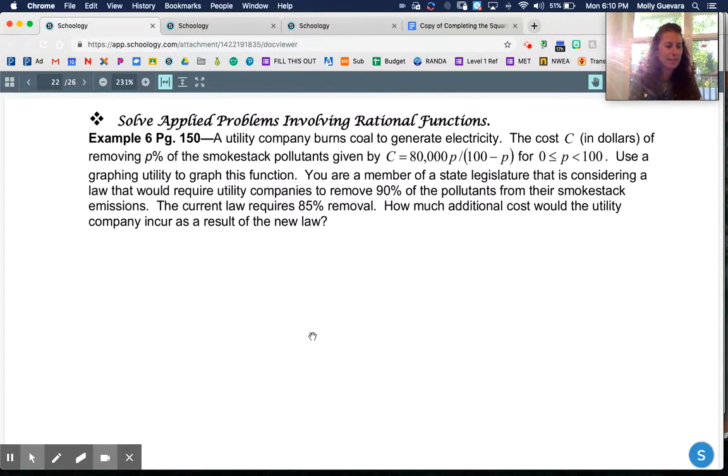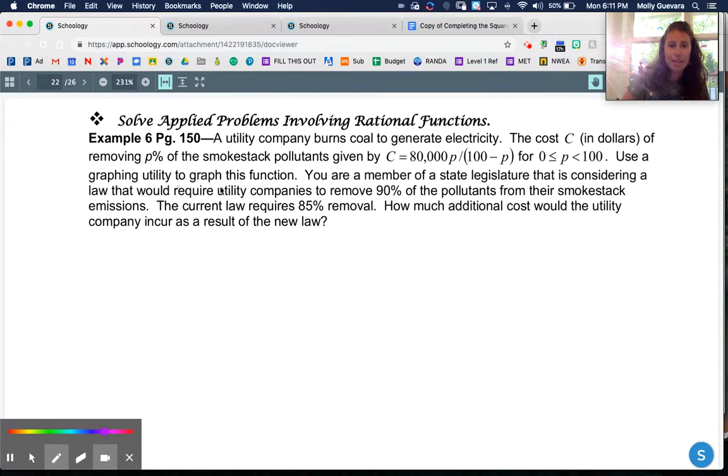Okay, so example 6 says, a utility company burns coal to generate electricity. The cost in dollars, C, right, C is the cost, of removing P% of the smokestack pollutants is given by this equation, 80,000 P divided by 100 minus P, where P is between 0 and 100, which makes sense, right? You either remove 0% of the pollutants, or you can remove up to 100% of the pollutants. So, right, makes sense.